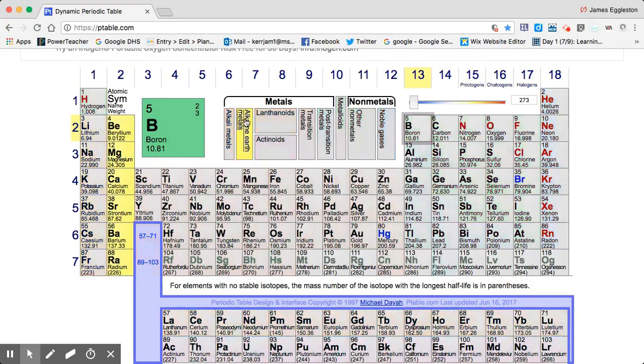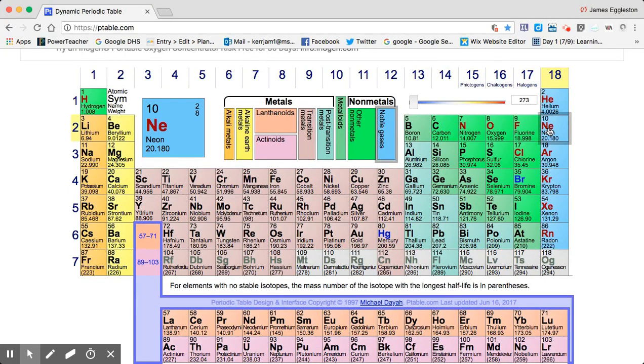See, once we go across and hit neon, that outer shell is full. We can't go any further to the right. So we have to go to the next row or period and start over again. So we go to sodium. And here we see sodium again with only 1 electron in its outer shell.